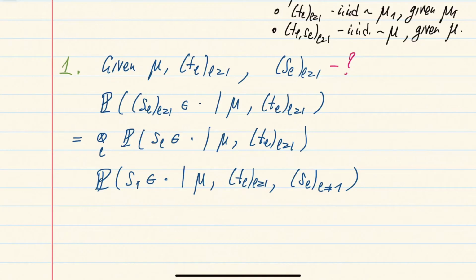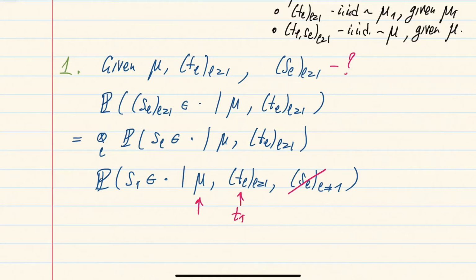Then the above property, that given mu these pairs TL, SL are independent over L, means that in this condition you can erase all the other S's. And moreover, you can also replace this sequence TL by just T1. Again, because given mu, S1 is independent of T2, T3, and so on.